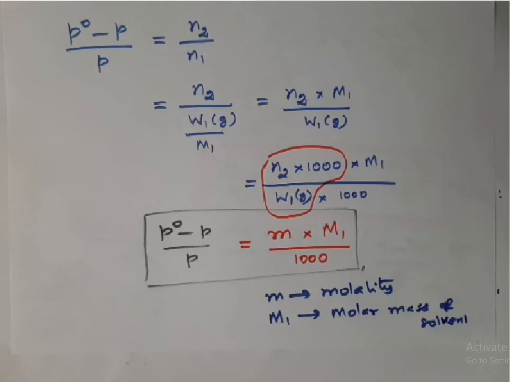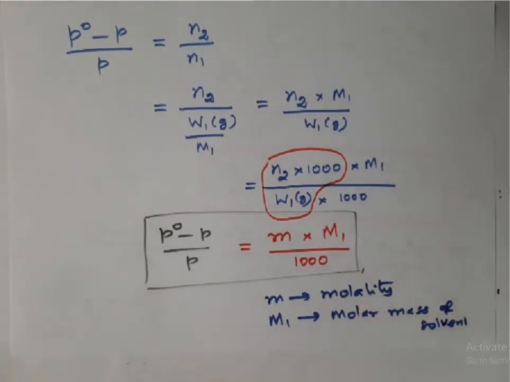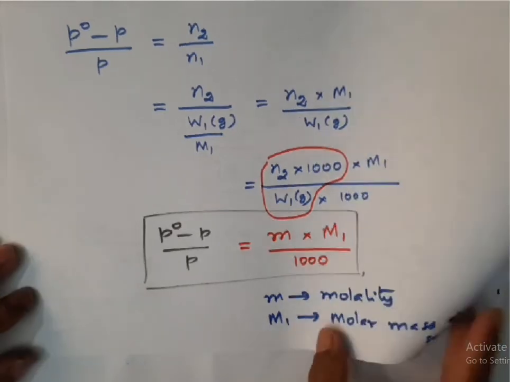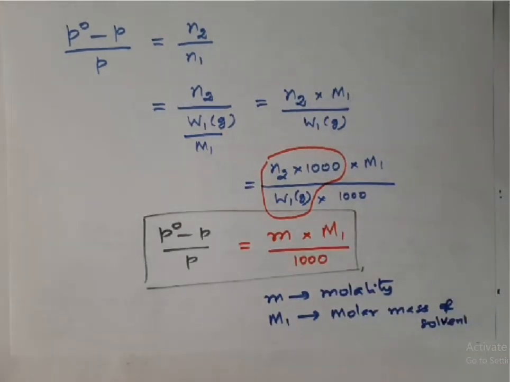Take note. Is this clear? Any doubt, students? Any doubt in this? No, sir. Right. Then with this, we have completed relative lowering of vapor pressure. We will do problems once we complete all the colligative properties. Right, we'll do problems.